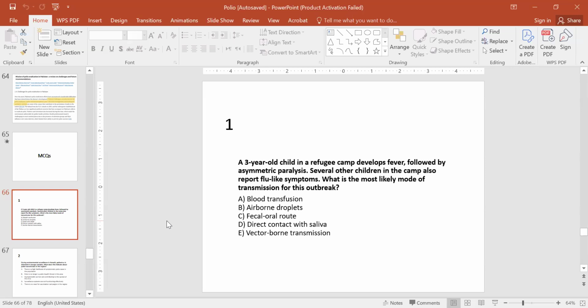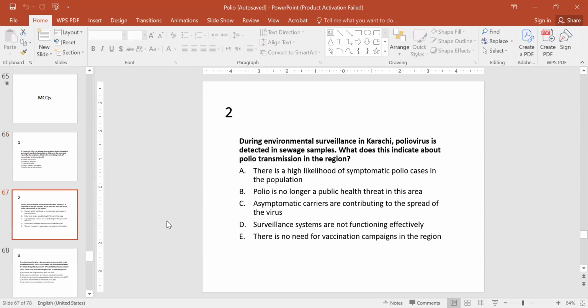B, fecal-oral route. Yes, option B is the right one, fecal-oral route. Question number 2, during environmental surveillance in Karachi, polio virus is detected in sewage samples. What does this indicate about polio transmission in the region?